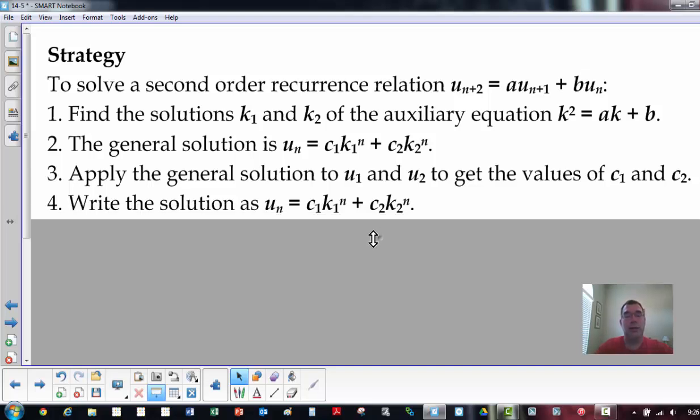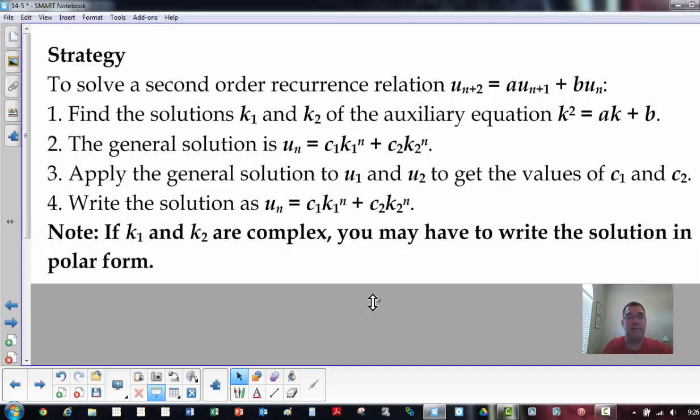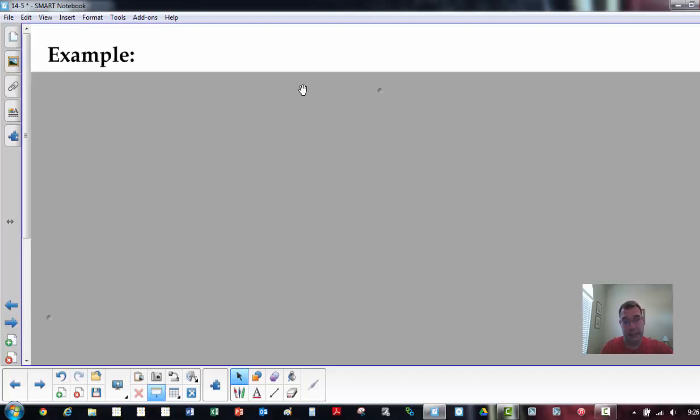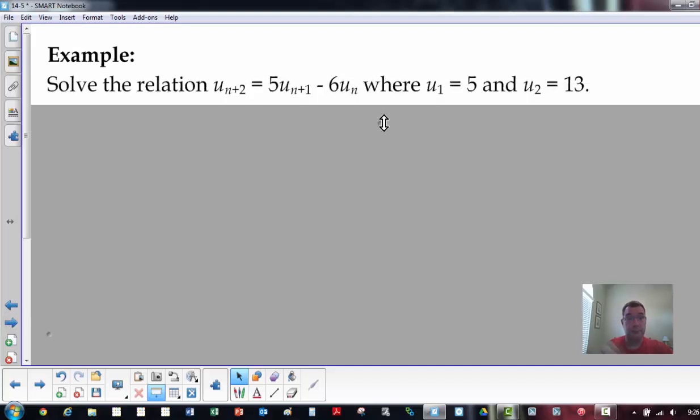Now that we know what C1 is, k1, C2, and k2, we will have all of that stuff by step 4, so we will be able to write our solution to that second order recurrence relation. Okay, if those solutions that we found in step 1 are complex, we may have to write the solution in polar form, and again, I will give you an example of how to do that. All right, so that's our general strategy. Let's start with an example.